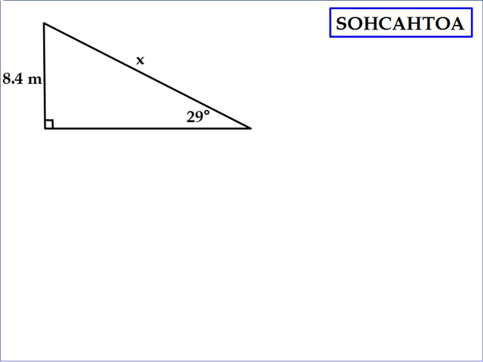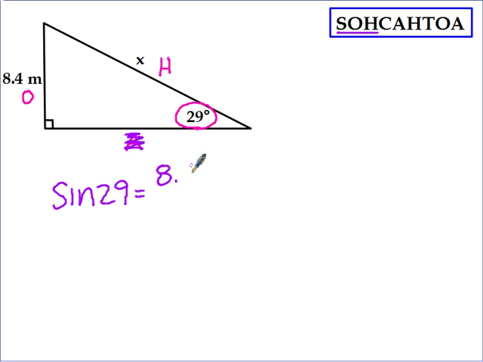Okay. I know it seems like I'm repeating myself because all these problems are done pretty much the same way. So again, start with your angle, label your sides. So hypotenuse, adjacent, opposite. Figure out which trig function you need. So I don't have A, so O and H is sine. So sine of 29 is 8.4 over x.